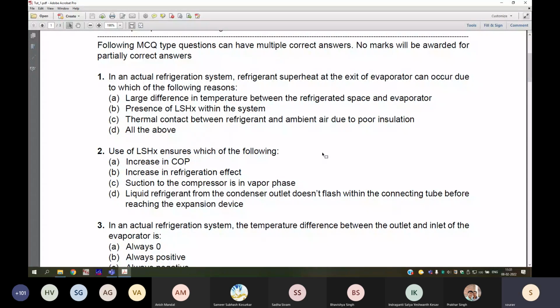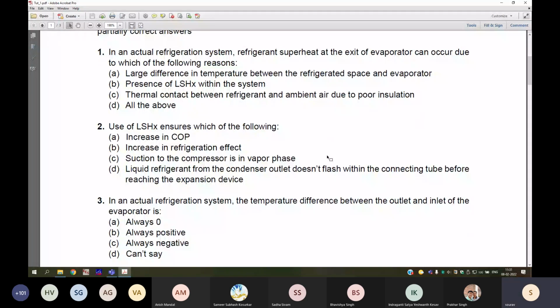If you have followed all the class lectures, you should be able to answer these questions. These are just quick questions. In an actual refrigeration system, please read it again. Refrigerant superheat at the exit of the evaporator can occur due to which of the following reasons? Large difference in temperature between the refrigerated space, which is your freezer or your indoor space, and the evaporator, which is your indoor unit heat exchanger, or the freezer coil. So will it happen because of this large temperature difference, or because of the presence of LSHX, or because of thermal contact between the refrigerant and the ambient air due to poor insulation, or because of all of the above reasons? Which one is correct?